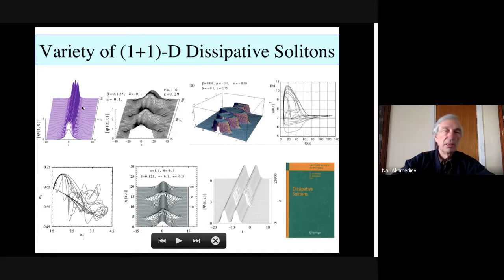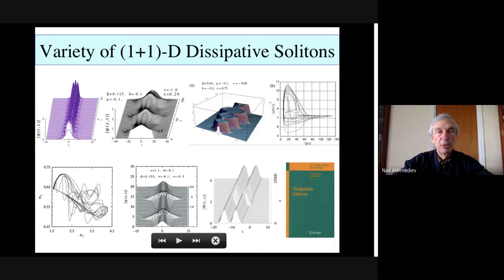It's not just a bell shape. It has 3 peaks in this particular case. So solitons in the Ginzburg-Landau equation can be very complicated. Of course, there are simple bell-type shapes for the Ginzburg-Landau equation, but this example is a bit more complicated.